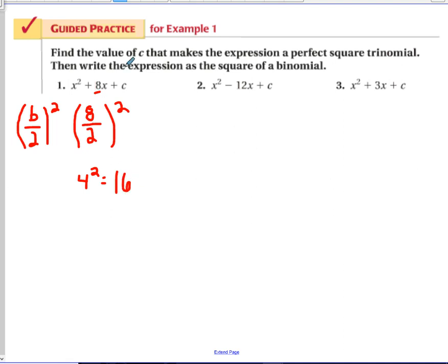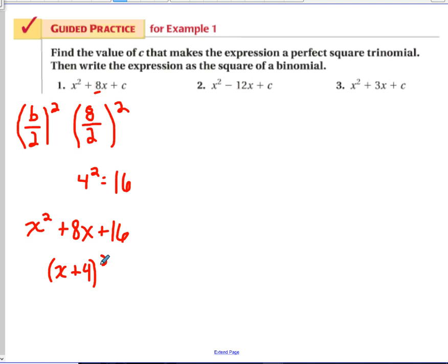If I were to write my perfect square trinomial, it would be x squared plus 8x plus 16. And if I were to write that as a perfect square binomial, it would be x. Again, I'm going to use my b divided by 2, so that would be 4. So I'm going to say plus 4 and square it.